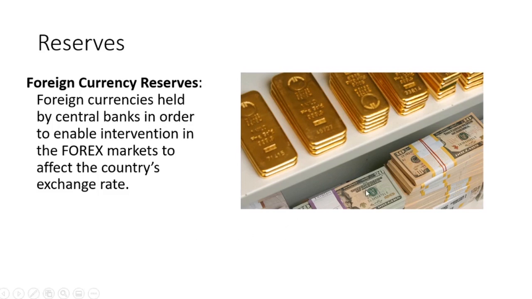Primarily, they will be US dollars. The US dollar is the world's reserve currency used by central banks around the world to prop up their currency if they need to, but they can use any currency that they want to. A lot of times they will use euros, they'll have British pounds, Japanese yen, even gold bars will be used by central banks as part of their reserves.